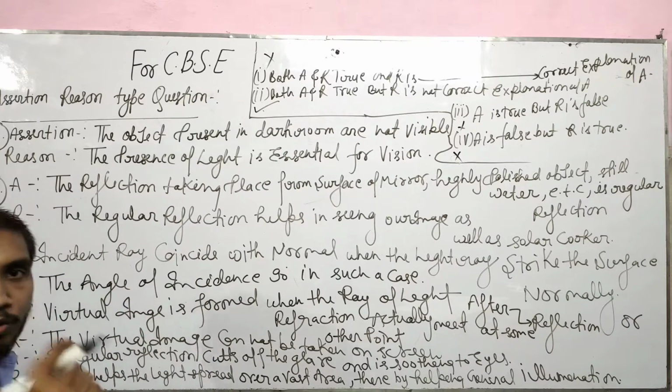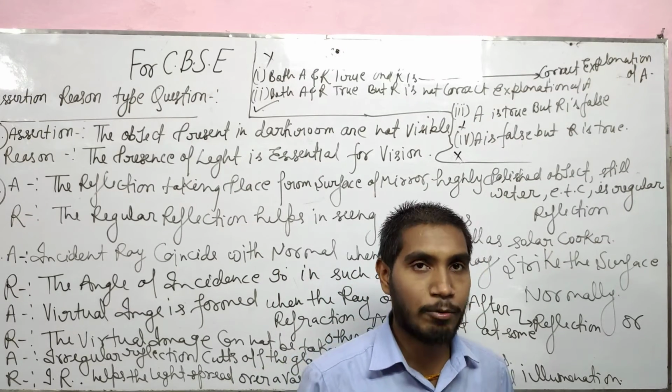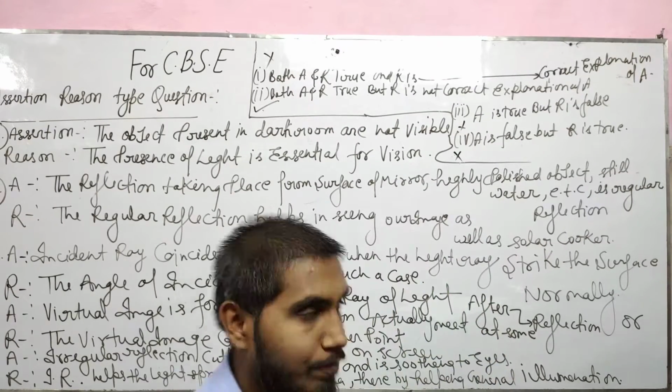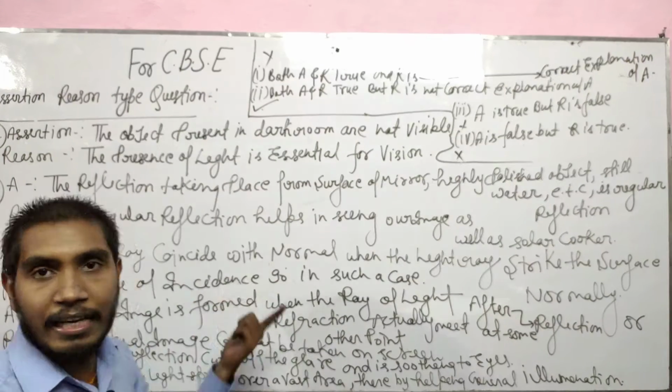Okay, this is the process to solve the assertion reason type question. Now we see the third question. Third question. Assertion: the incident ray coincides with the normal, right?